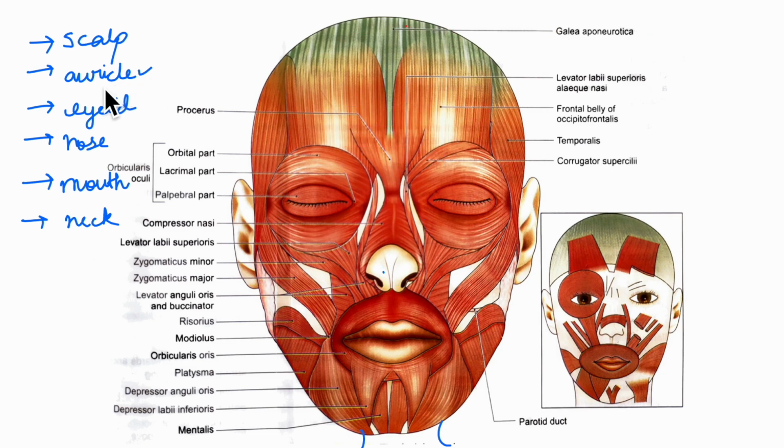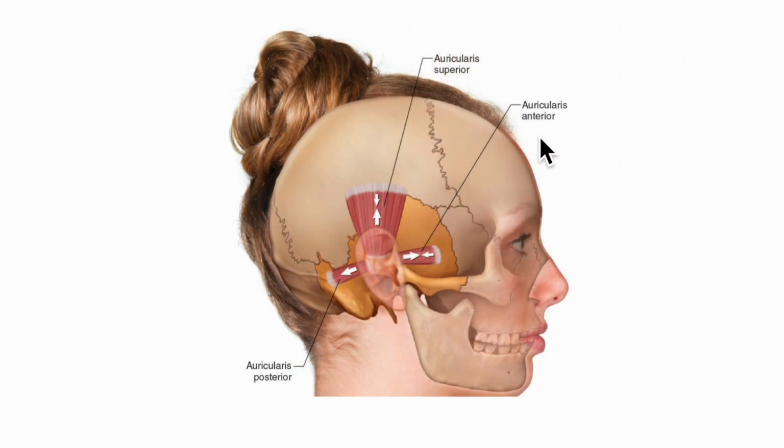Next, looking at the muscles of the auricle or the muscles surrounding the ear, we have 3 main muscles, that is the auricularis anterior, the auricularis superior and the auricularis posterior. These are vestigial muscles. In this diagram you can see clearly, here is the auricularis anterior, this is the auricularis superior muscle, and here is the auricularis posterior muscle.